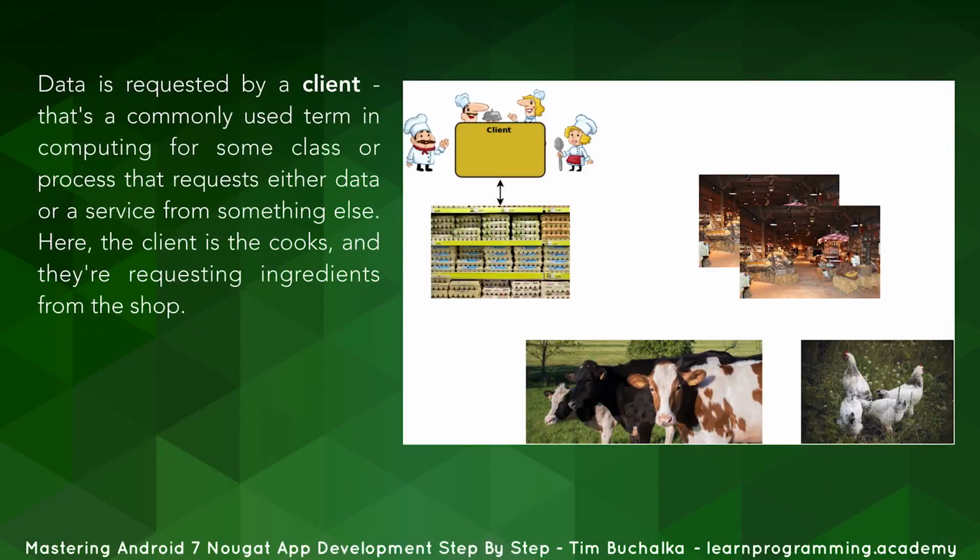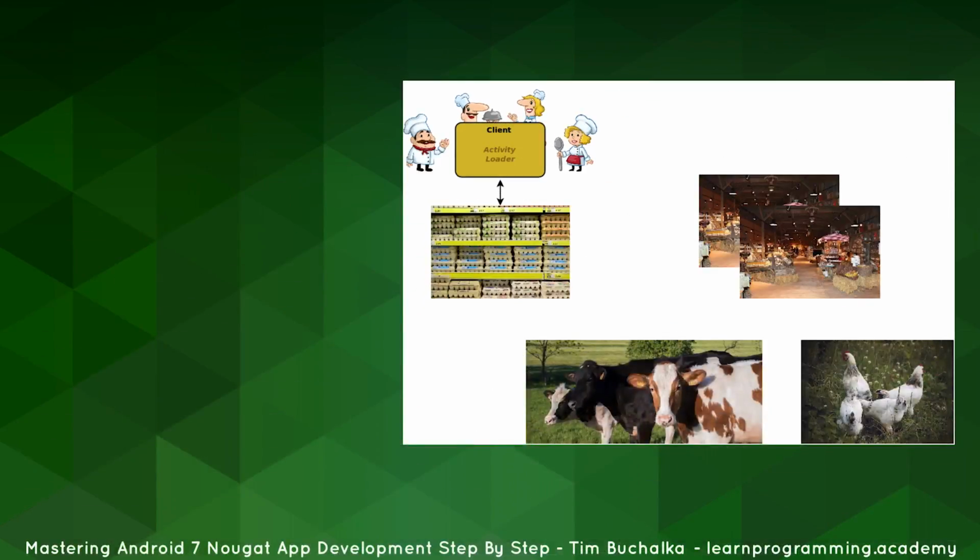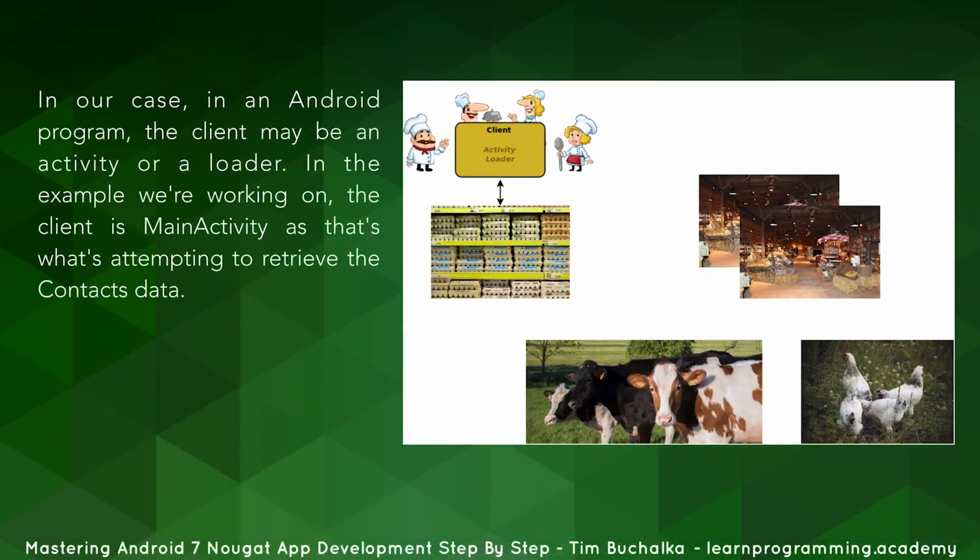Alright, so data is requested by a client. Now that's a commonly used term in computing for some class or process that requests either data or a service from something else. So here the client is the cooks and they're requesting ingredients from the shop. Now in our case, in an Android program, the client may be an activity or a loader. Now in the example we're working on, the client is main activity as that's what's attempting to retrieve the contacts data.